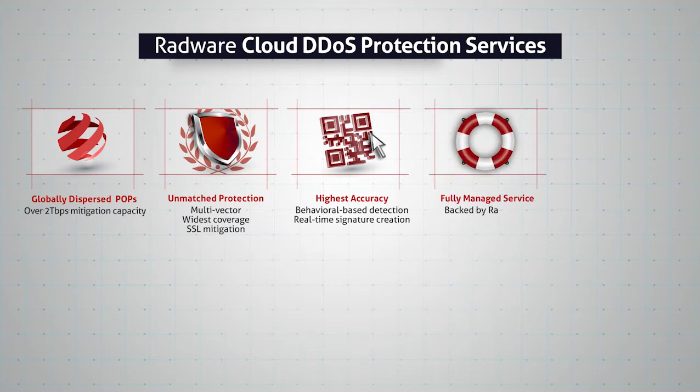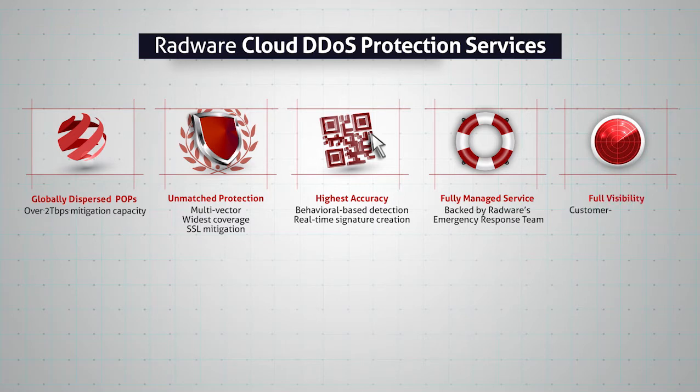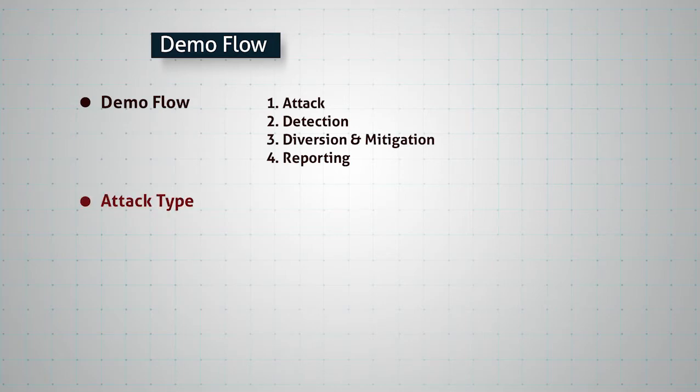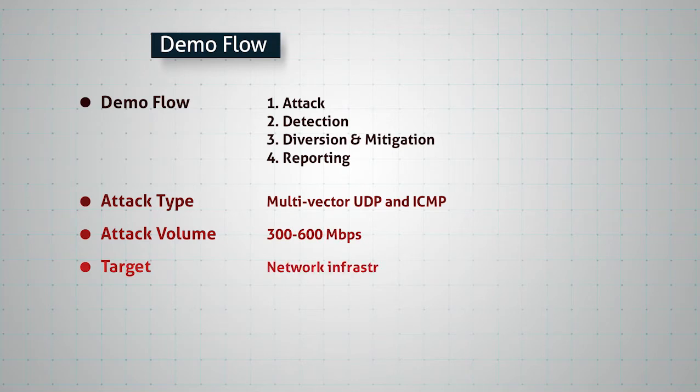The services also include a fully managed offering and a customer-facing portal, which allows end-to-end tracking, visualization, and control over the protected assets. In the demo, we will launch an attack, detect it, watch as the traffic is automatically diverted for mitigation in the scrubbing center, and then run a post-attack report. We will launch a volumetric, multi-vector denial-of-service attack in an attempt to saturate the protected network's internet pipe.